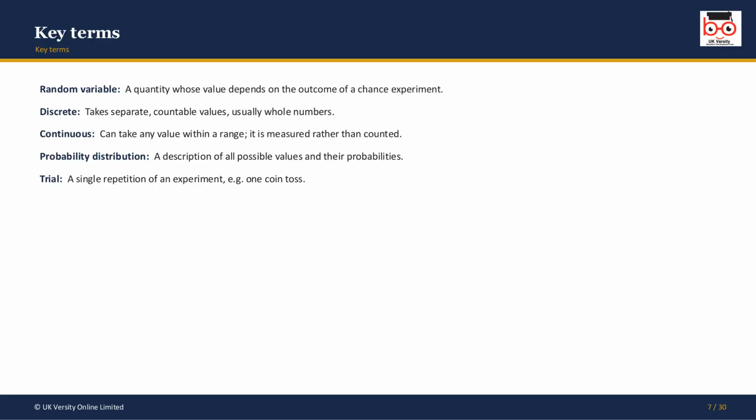A few terms to set down. A random variable is a quantity whose value depends on the outcome of a chance experiment. Discrete means it takes separate, countable values, usually whole numbers. Continuous means it can take any value within a range, measured rather than counted. A probability distribution describes all the possible values and their probabilities. And a trial is a single repetition of an experiment, like one coin toss.